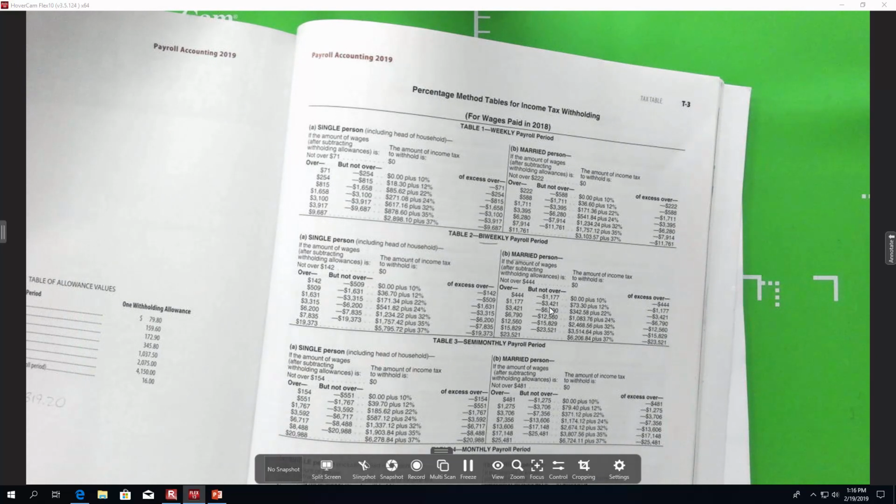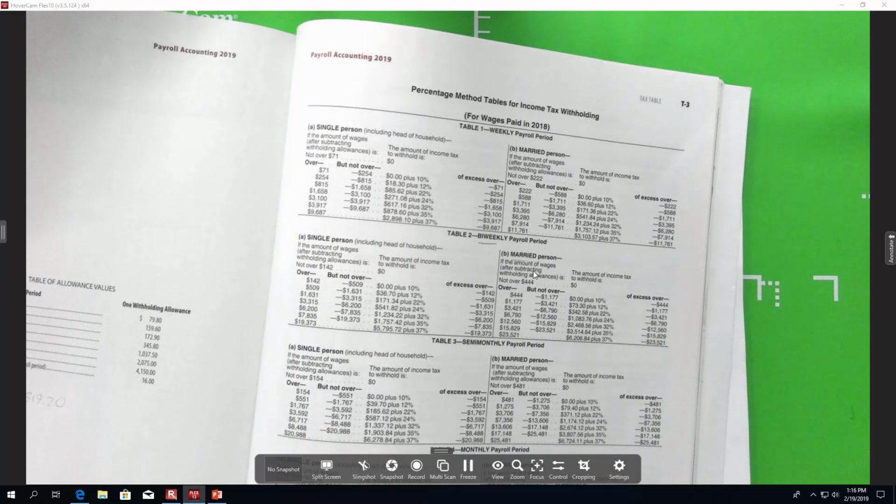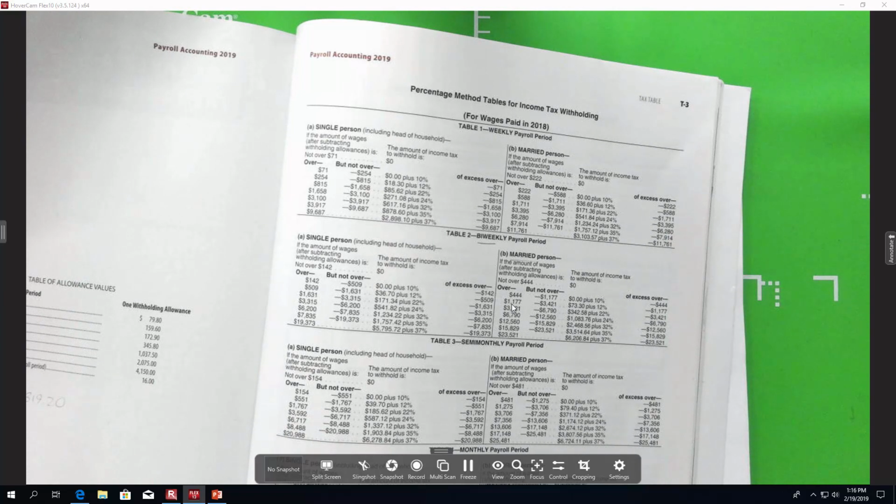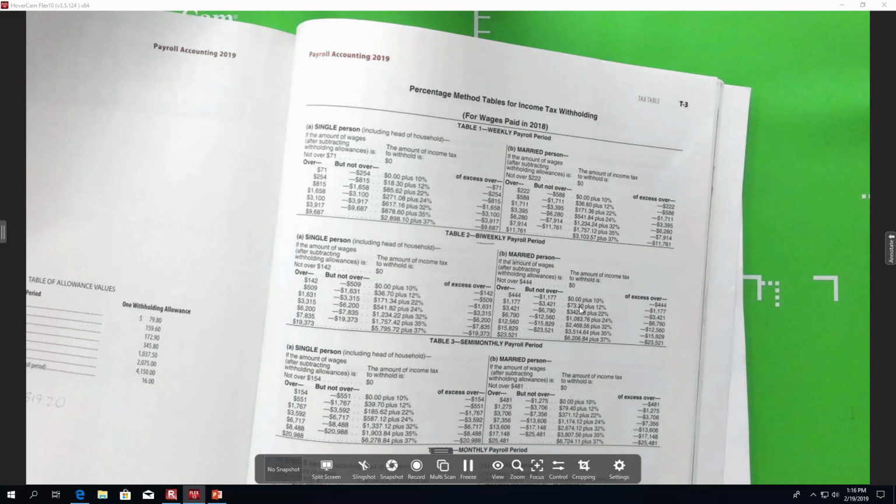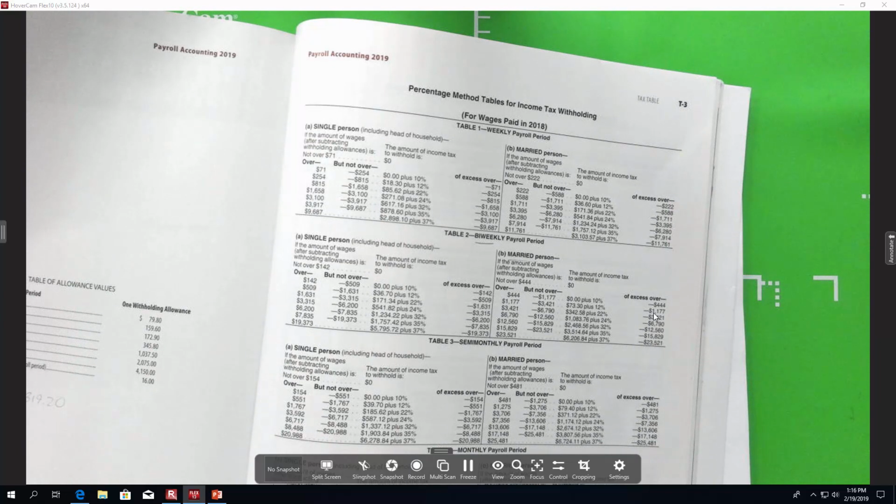There we go. So you can see where I'm at is right here, the second line. And it says, if the amount of wages after subtracting withholding allowances, which we just did, is over $1,177 but not over $3,421, which describes our number, the amount of income tax to withhold is $73.30 plus 12% of the excess over $1,177. So I'm going to write this out for you algebraically so you can see what it looks like. Everybody see where I got the red from?